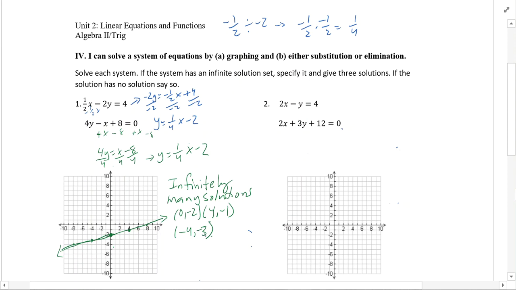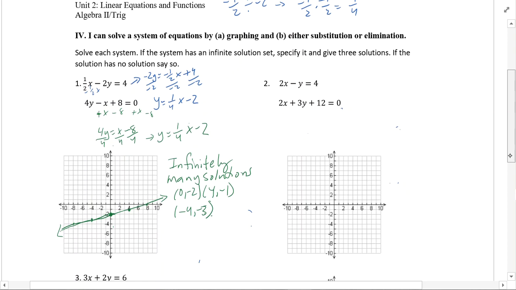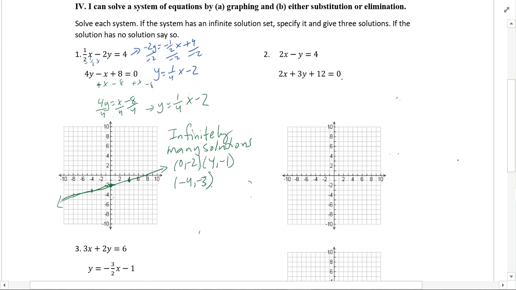Okay, let's take a look at the next one. So you have to put both of these into slope-intercept form. Oh wait, sorry, we forgot to solve it by B, either substitution or elimination. So let's go back to number 1. So now we need to, I'm going to use substitution.